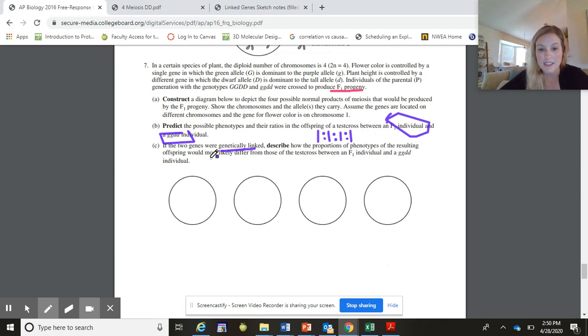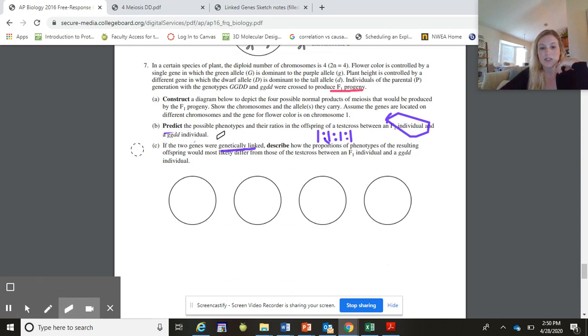And then it says, and describe how the proportions of phenotypes of the resulting offspring would most likely differ from those of the test cross. Yeah, so I would say they show more of the parental combinations, and the recombinant combinations would come from crossing over. And I would just throw that in there because they like to hear that. So that is the answer to this. Again, it ties in meiosis and genetics pretty well together.